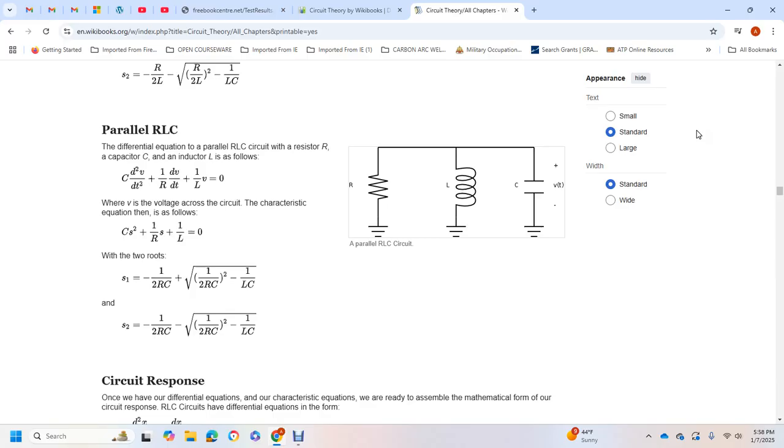The characteristic equation is C s squared plus 1 over R times s plus 1 over L equals 0. So with the two roots, s1 is equal to negative 1 over 2RC plus the square root of (1 over 2RC) squared minus 1 over LC, and s2 would be negative 1 over 2RC minus the square root of (1 over 2RC) squared minus 1 over LC.